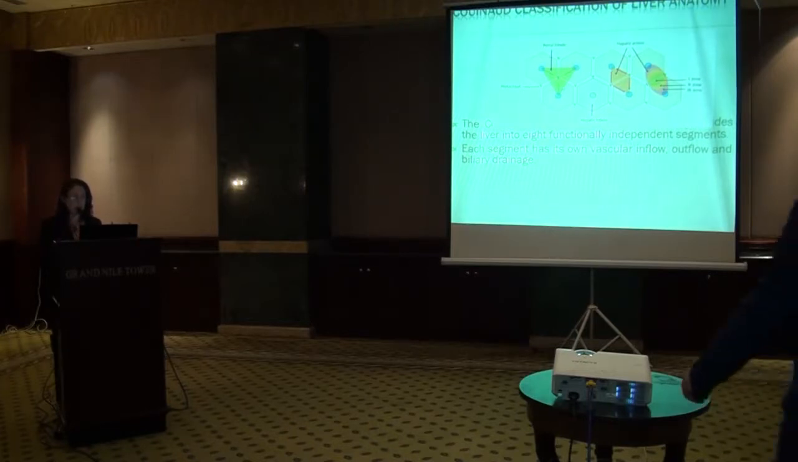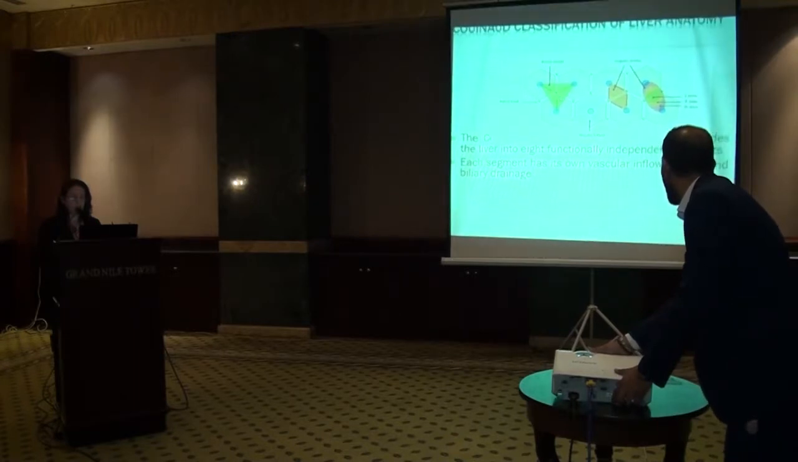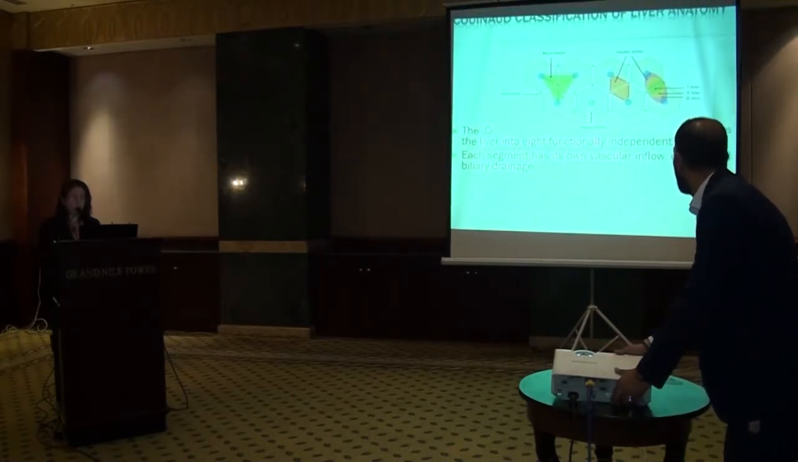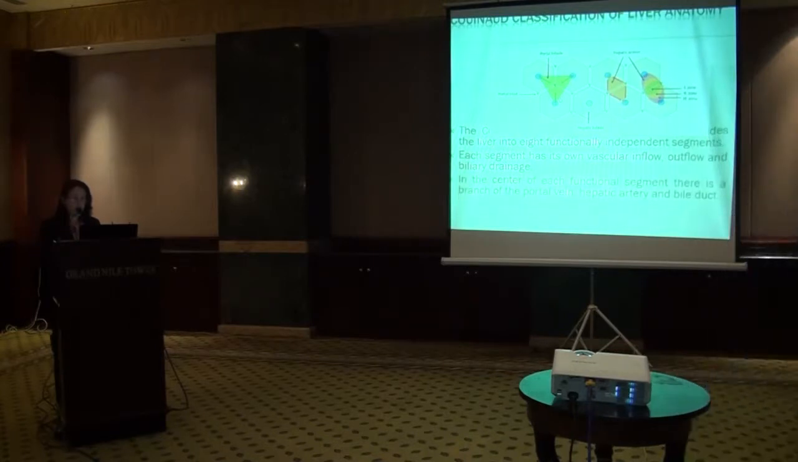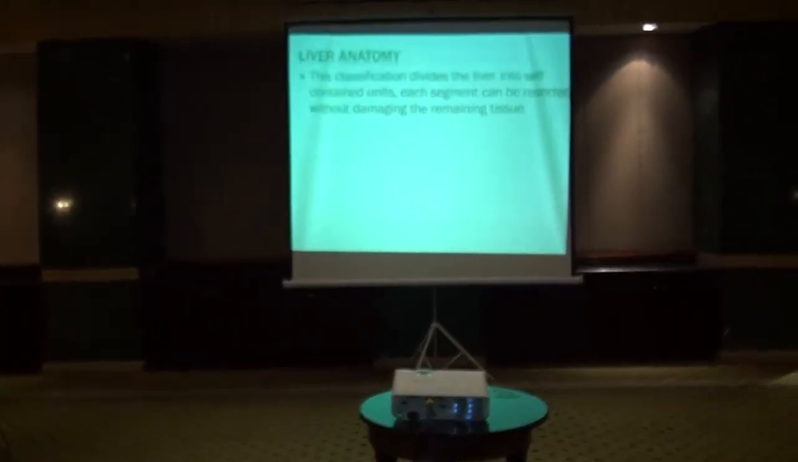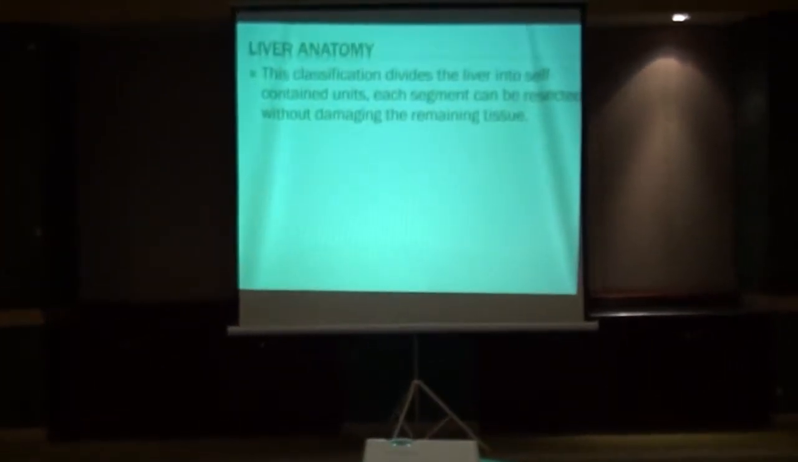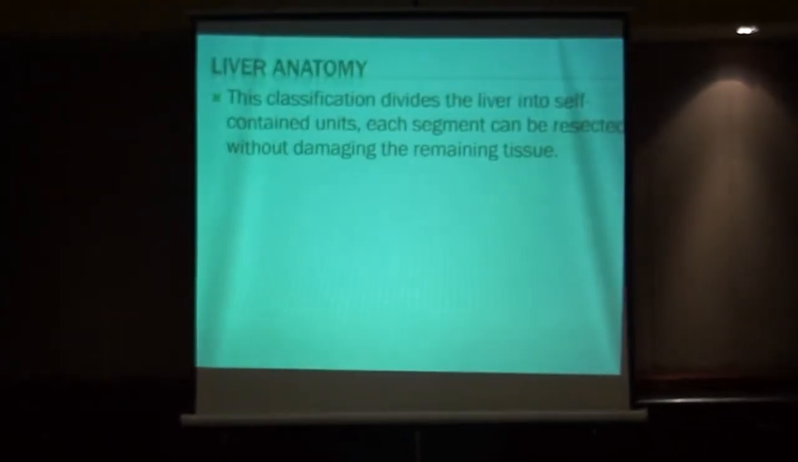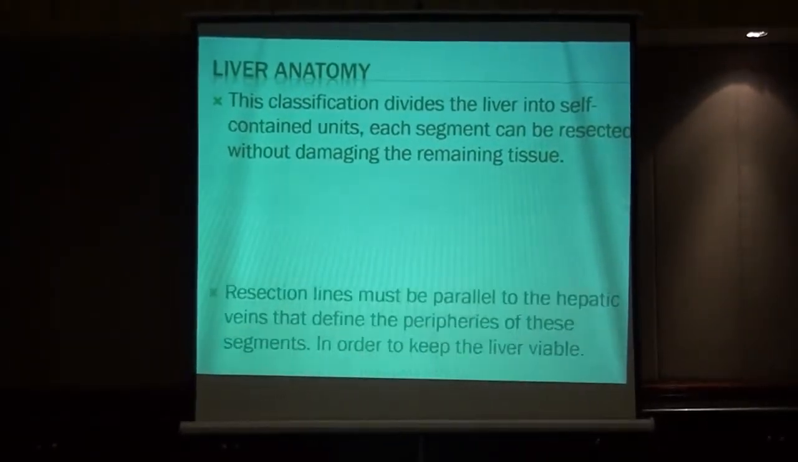Each segment has its own vascular inflow, outflow, and biliary drainage. In the center of each functional segment, there is a branch of the portal vein, hepatic artery, and bile duct. In the periphery, there is vascular outflow from the hepatic veins. This classification divides the liver into self-contained units. Each segment can be resected without damaging the remaining tissue.